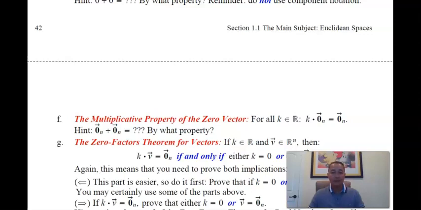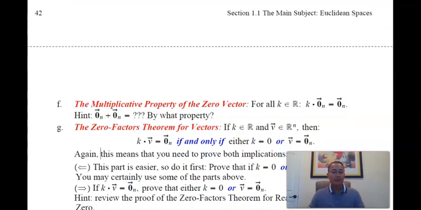We will put those two properties together into what's called the zero factors theorem for vectors, which is for all scalars k and for all vectors v, the product k times v is the 0 vector if and only if either k equals 0 or v equals 0.